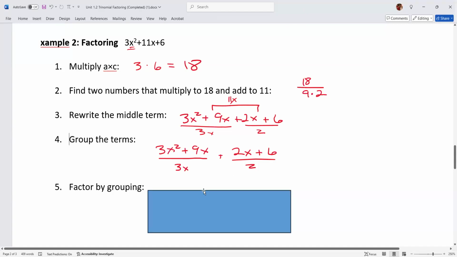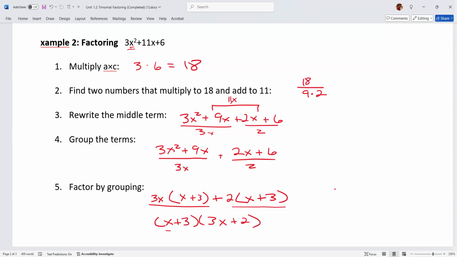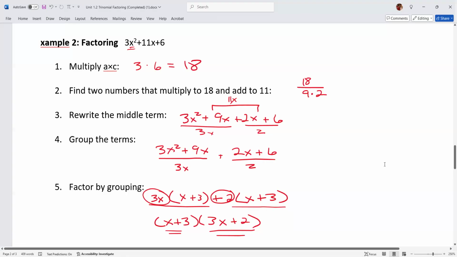When I do the division, the 3x comes out front, and what was left after the division is going to be x plus 3. And likewise, when I divide by 2, pull out that common factor, what's left is x plus 3. The x plus 3 is the common factor in these two terms. So I'll pull that out as the greatest common factor. What was left? 3x and the plus 2. And again, you can always check it by using FOIL, right? To see that you get your original polynomial back.